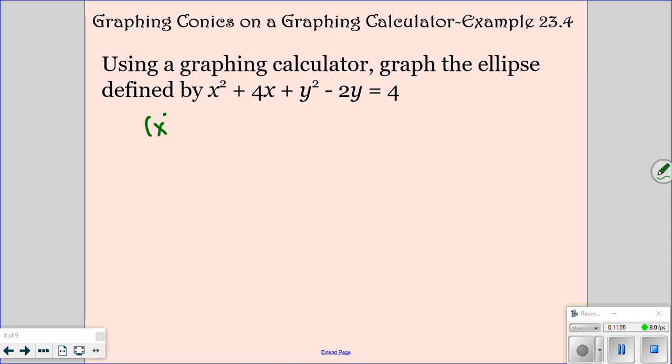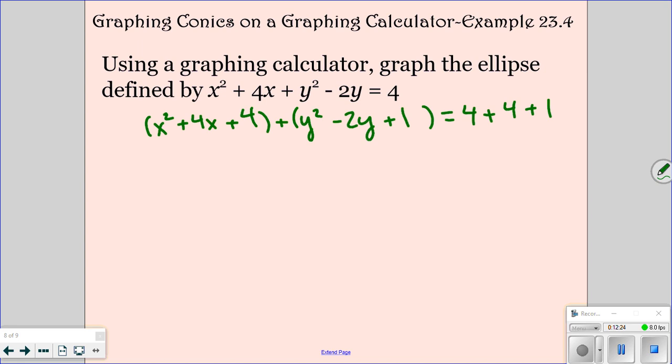So we're going to do x squared plus 4x, leave a space and put close parentheses, and then y squared minus 2y, leave a space, close parentheses, equals 4. So half of 4 squared would be 4, because half of 4 is 2, squared is 4. Half of negative 2 squared, half of that would be negative 1 squared, would be 1. So we just added 4 and 1, so we're going to add 4 and 1 to the other side of the equation. And then this would factor as x plus 2 squared plus y minus 1 squared equals 9.